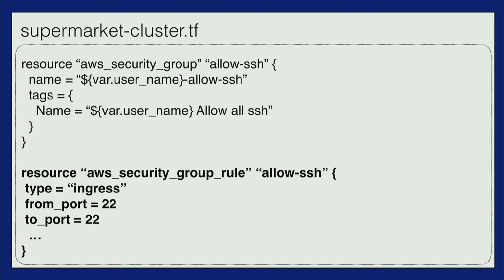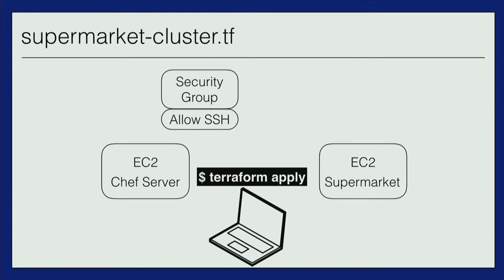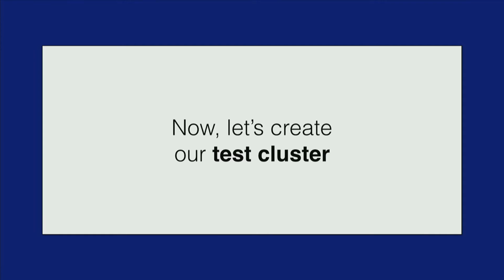So at this point, if we ran terraform apply, we'd expect to see our 2 EC2 instances, our security group, and a rule attached to that security group. So now let's go ahead and create our test cluster. This should be the bare minimum we need just to be able to run tests. So we go ahead and do this by running the command kitchen converge.